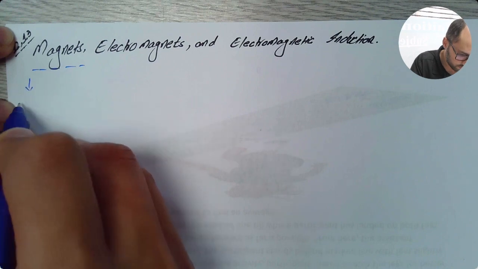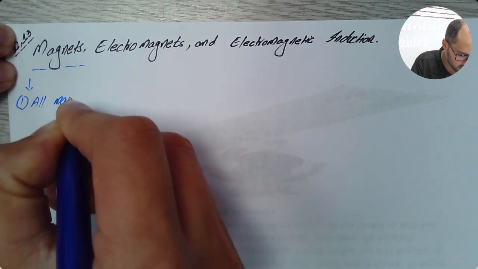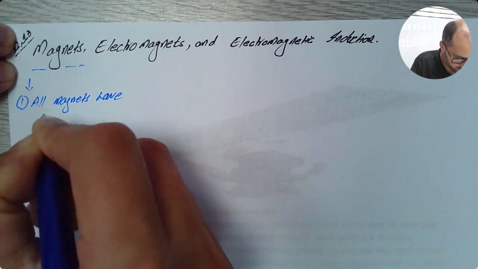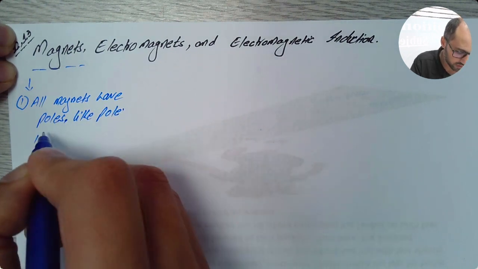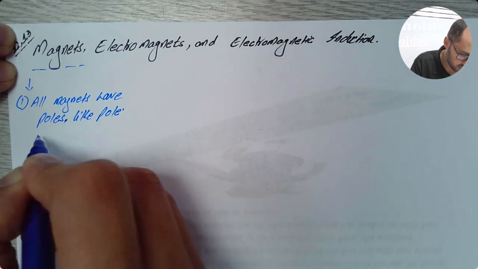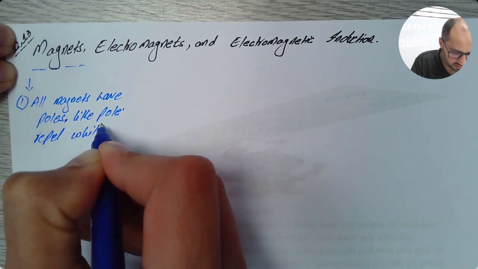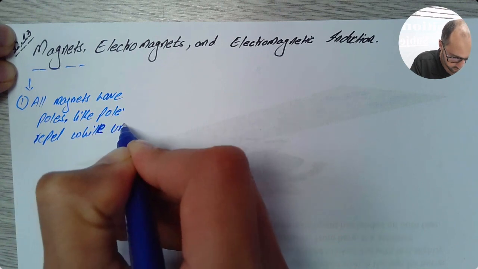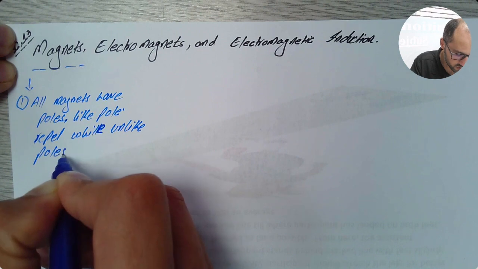Number one, all magnets have poles. Like poles repel, while unlike poles attract.